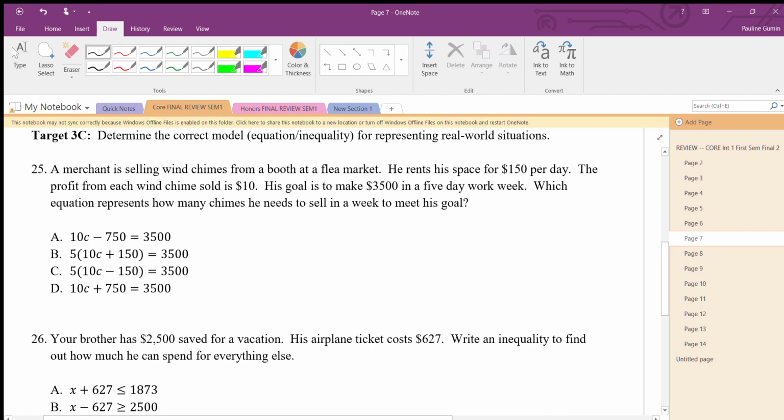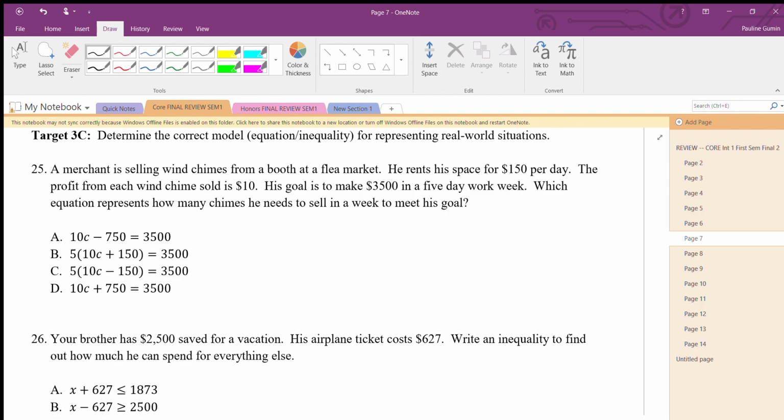25. A merchant is selling wind chimes from the booth at a flea market. He rents his space for $150 per day. The profit from each wind chime sold is $10. His goal is to make $3,500 in a 5-day work week. Which equation represents the chimes he needs to sell in a week to meet his goal?